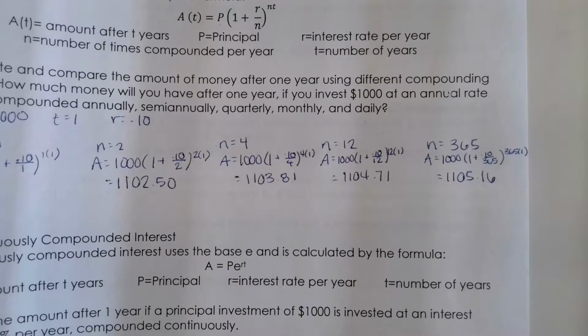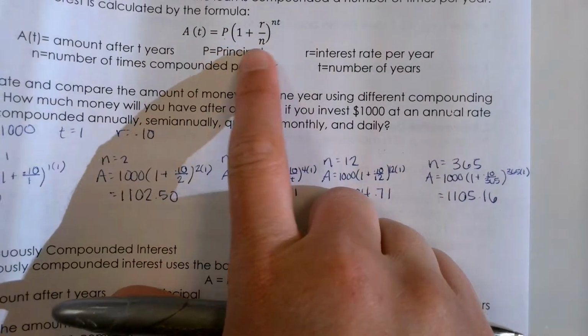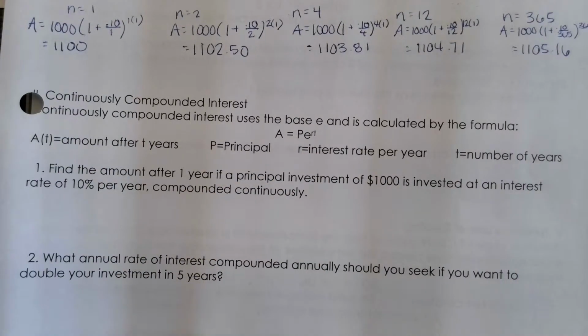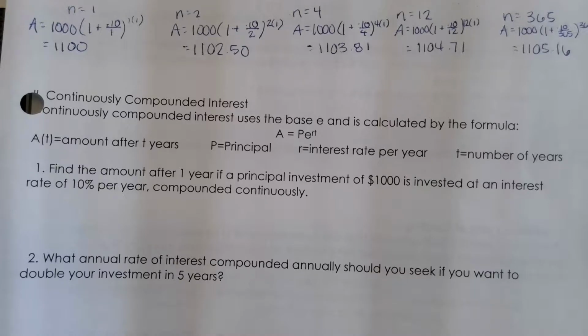So the next one is talking about continuously compounded interest, so your function just changed a little bit there. Instead of having all this stuff on the inside of your parentheses, we're just going to have that E. So we've talked about it a little bit before. Your A is still whatever you end up with, P is still your principal, the R is still your rate, and T is still your number of years.